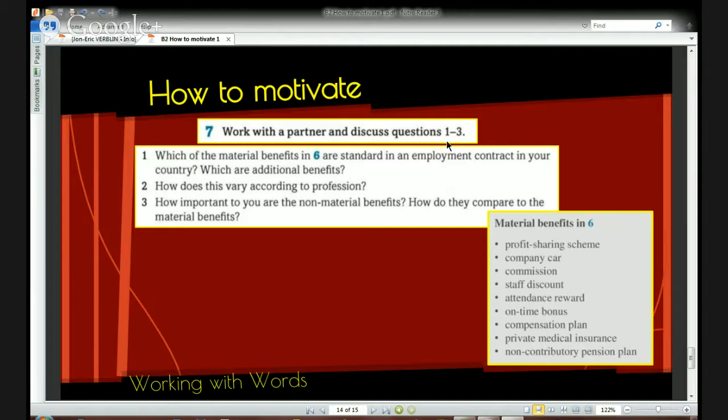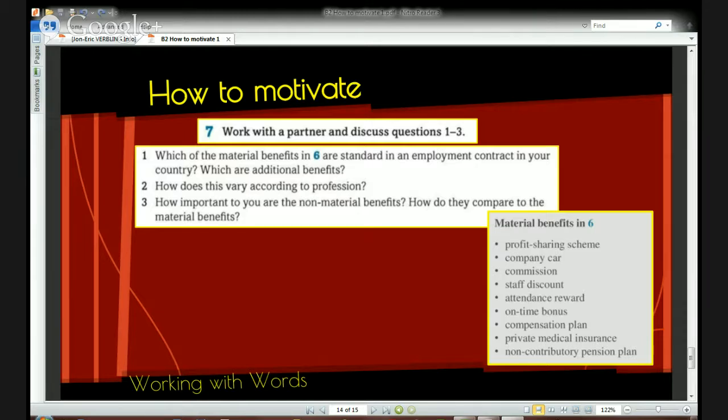Let's take a look at the second question. In general, do these material benefits vary greatly in different professions? And finally, maybe we can just answer both of these at the same time. How important to you are non-material benefits? How do they compare to the material benefits? That question is maybe a little bit easier to answer because we all have an opinion.